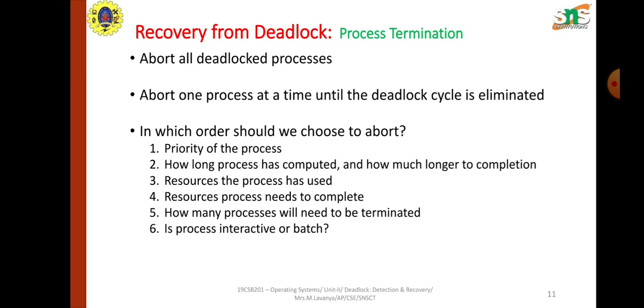If that process has completed 75% or 90% of its work, it must not be terminated and selected as a victim process, because instead of completing the remaining 10% of that process, if it is terminated, it again has to compute its 90% of work.